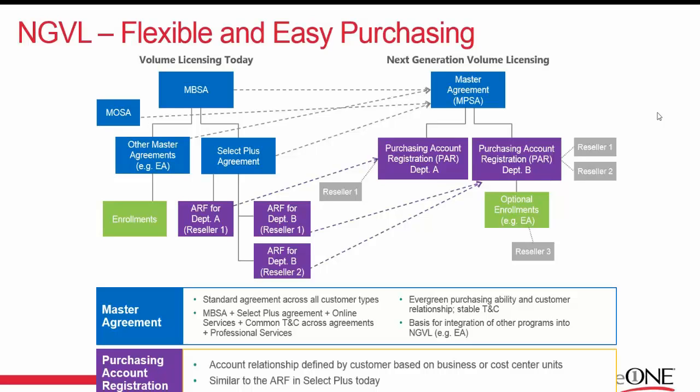However, if you look at the purchasing account for Department B on the right-hand side, you can see that you can actually have multiple resellers and multiple partners assigned to a purchasing account. What that means for you is, as long as it's all under one MPSA and you're buying against these purchasing accounts, all the points are accumulated across all the different purchasing accounts from maybe all the different resellers that you may deal with, to enable you to reach the maximum points level based against the size of your organization and the purchasing that you have with Microsoft to get those discounts.